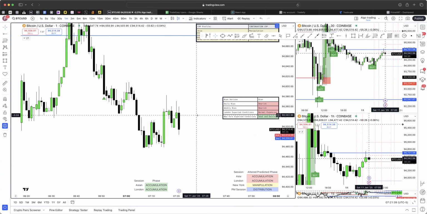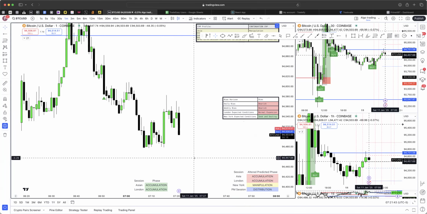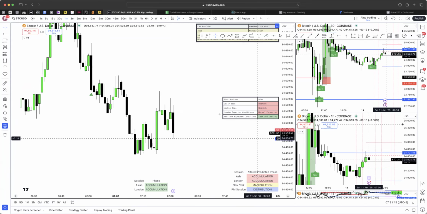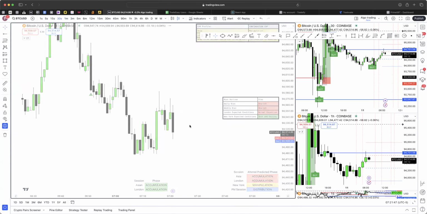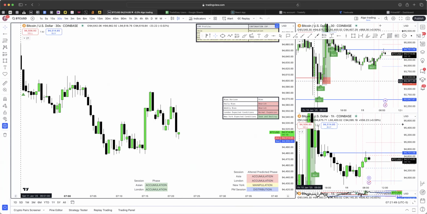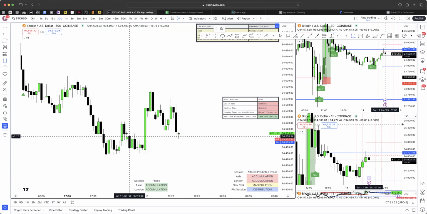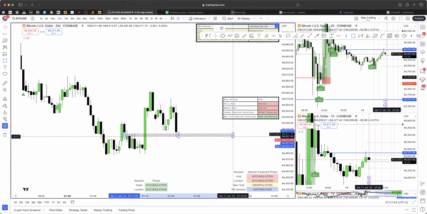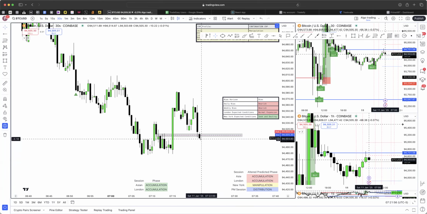So here we have inducement, right? And the first IFVG that forms cannot be seen on this time frame. So we look at the 30-second chart. On a 30-second chart, that first IFVG formation is actually this, which is an inverse, which is a volume imbalance.